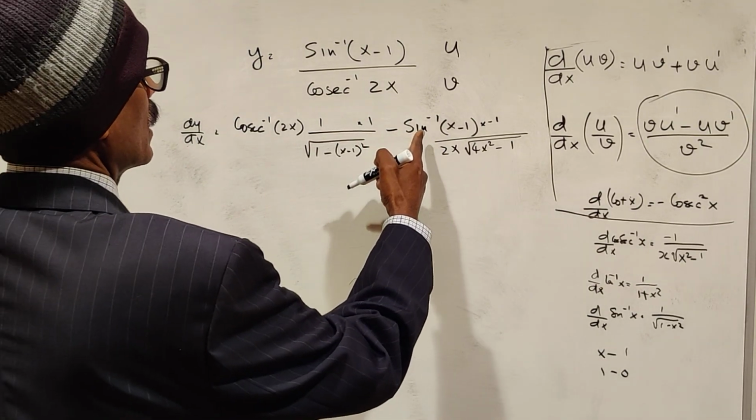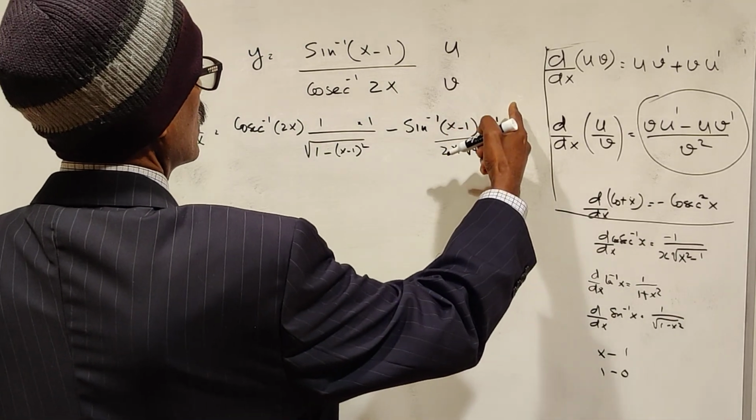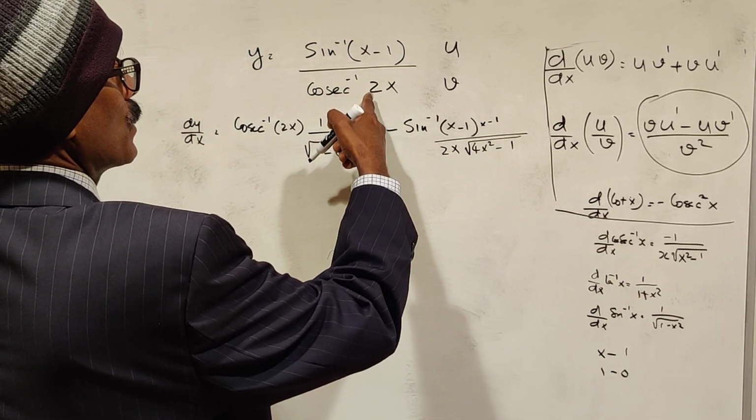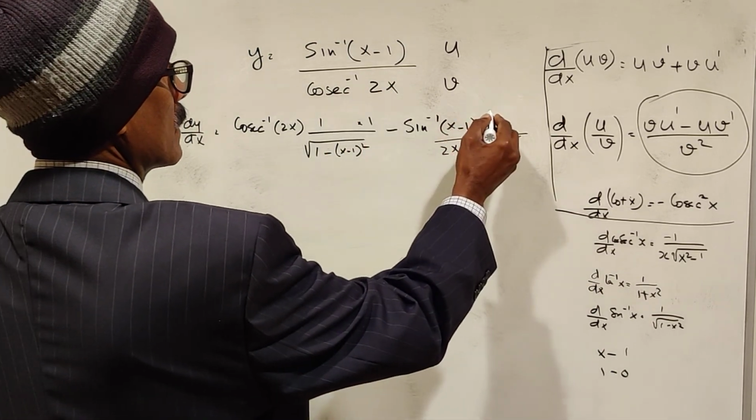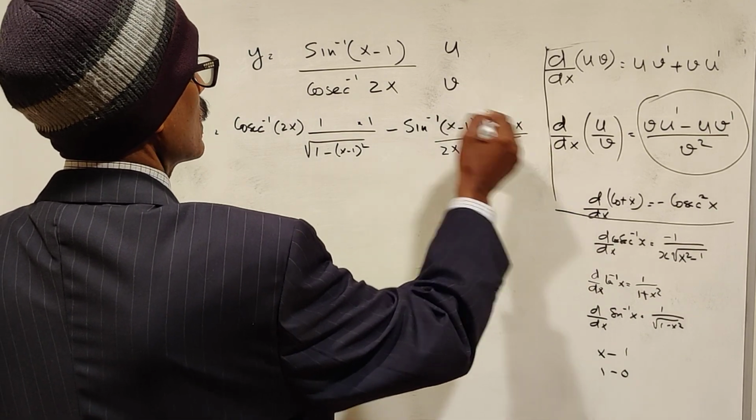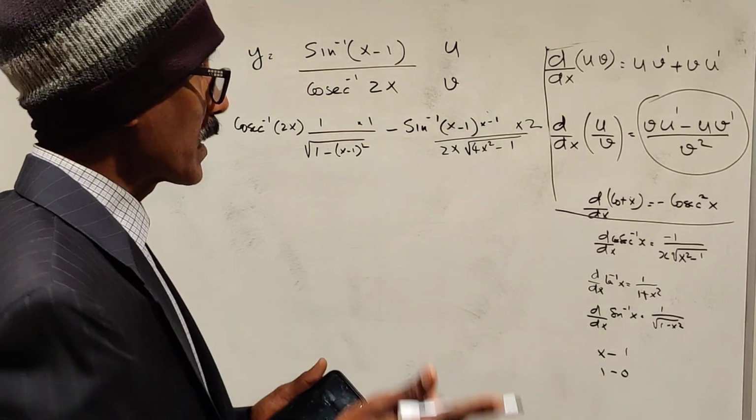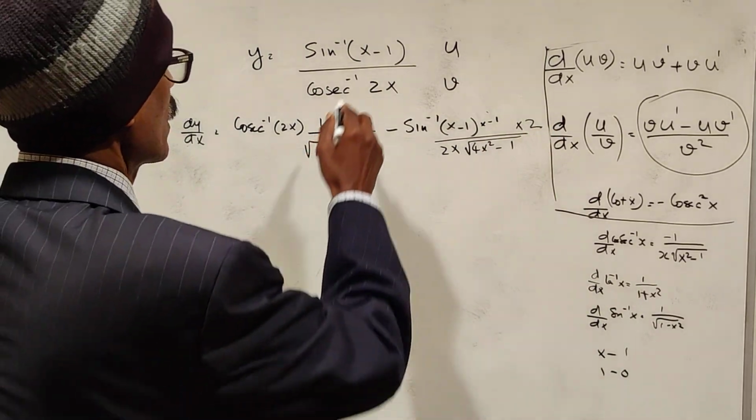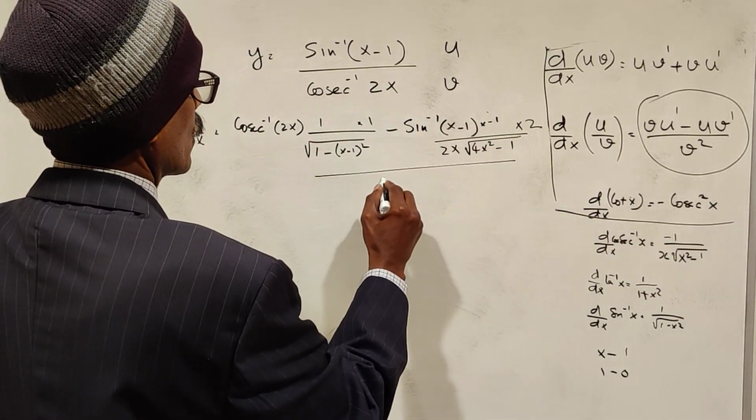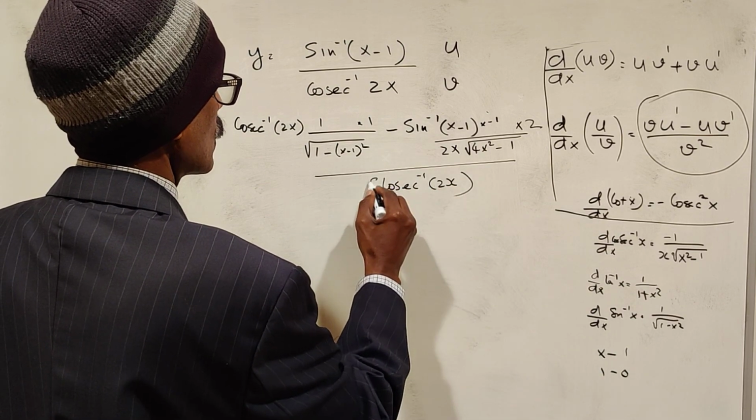First function, u, times derivative of the denominator. So what is the derivative of cosec inverse x? That is minus 1 by 2x into square root of 4x square minus 1 times derivative of 2x, that is 2. You need to write that one also. Okay, derivative of 2x, 2, divided by cosec inverse 2x, the whole square.